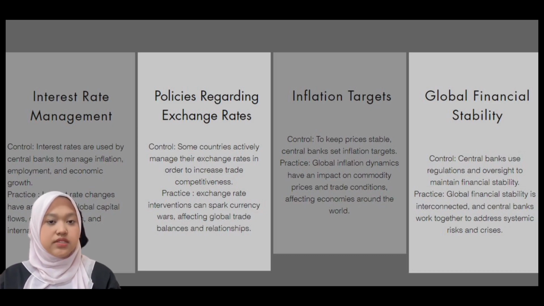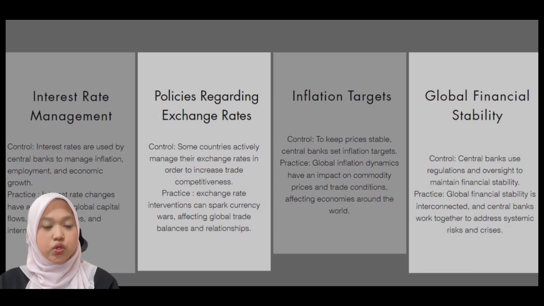Next, to maintain price stability, central banks set inflation targets. Practice: global inflation dynamics influence commodity prices and trade conditions, affecting economies all over the world. Finally, global financial stability. Control: central banks use regulation and oversight to maintain financial stability. Global financial stability is interconnected, and central banks collaborate to address systemic risks and crises.